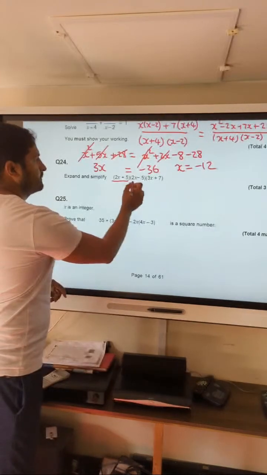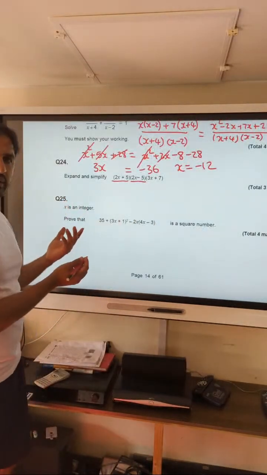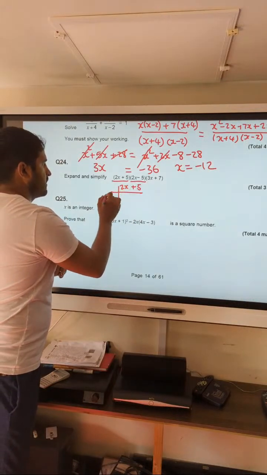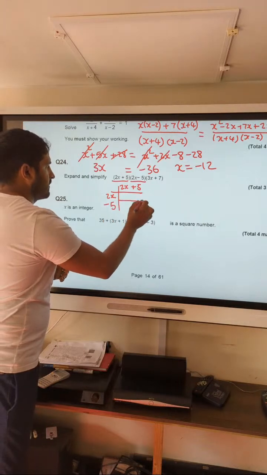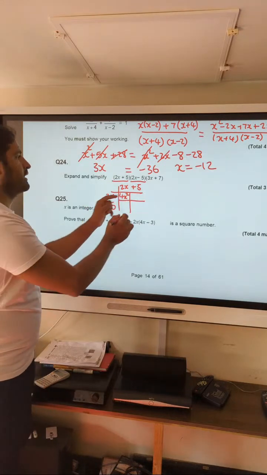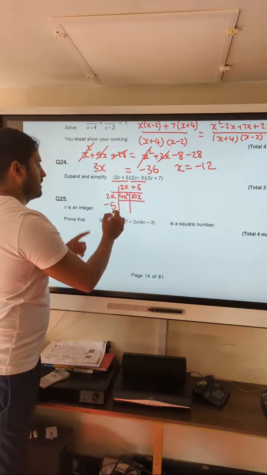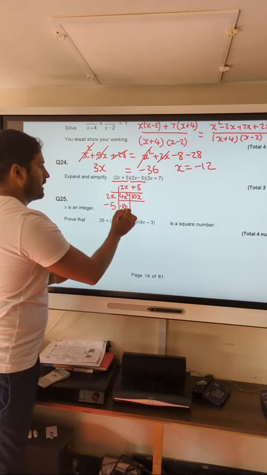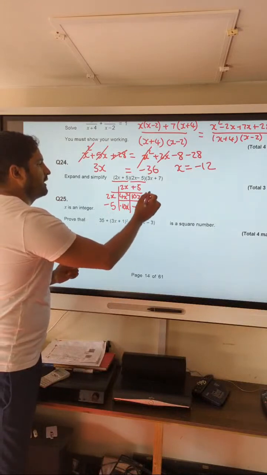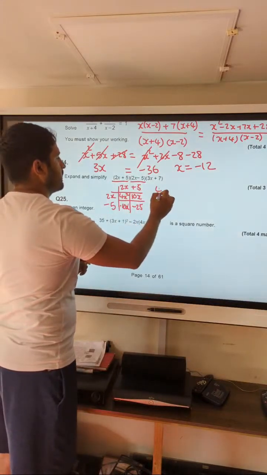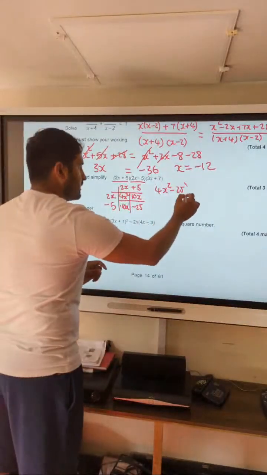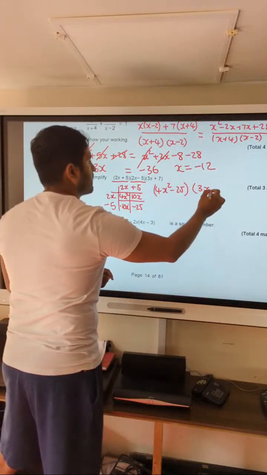Multiplying these two brackets. So you can use a grid method to multiply those brackets. Again, 2x plus 5, 2x minus 5. 2x times 2x gives you 4x squared. 2x times 5 gives you 10x. 2x times negative 5 gives you negative 10x. So these two cancel out. And minus 5 plus 5 gives you negative 25. So when you multiply those two brackets, we get this: 4x squared minus 25. And then multiplying this with the 3x plus 7.